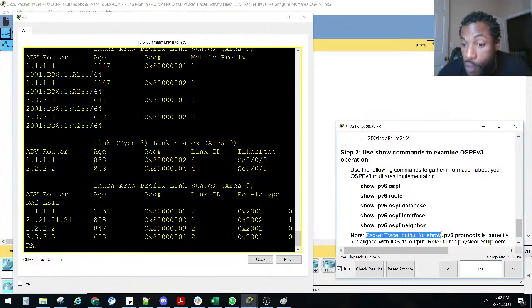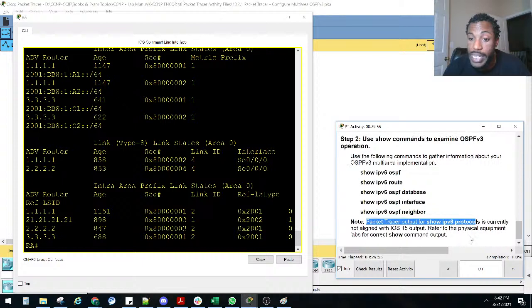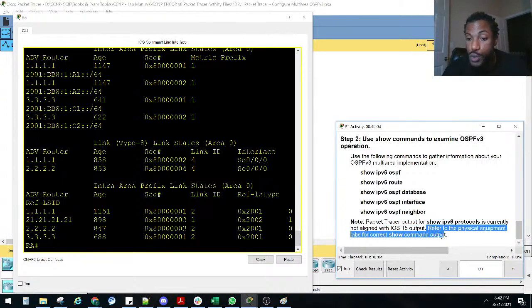Packet Tracer output for show IPv6 protocols is currently not aligned with IOS version 15 output. Well, neither is Boson NetSim. We did that yesterday. Refer to the physical equipment labs for correct show command output. But anyways, we're done with the lab here.